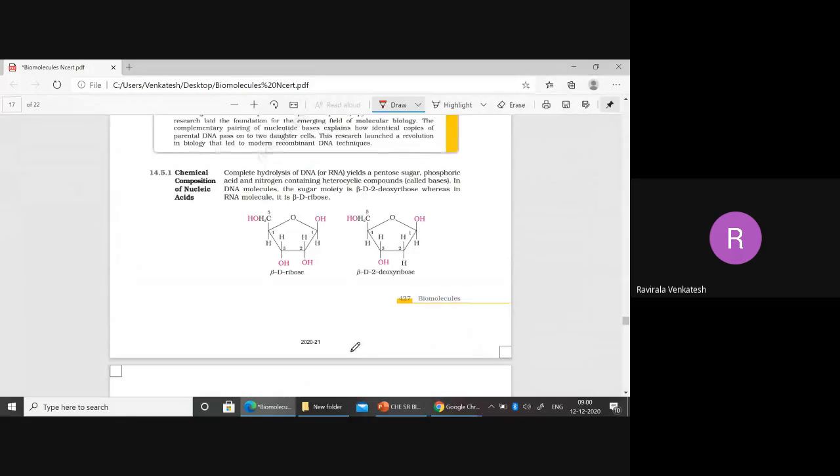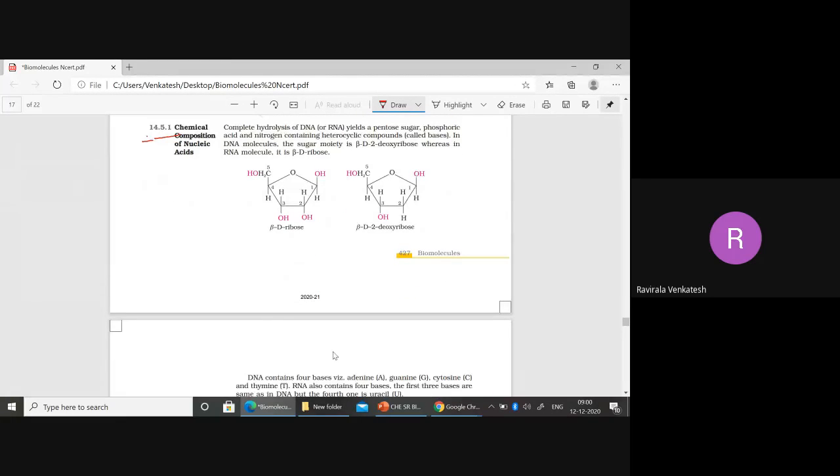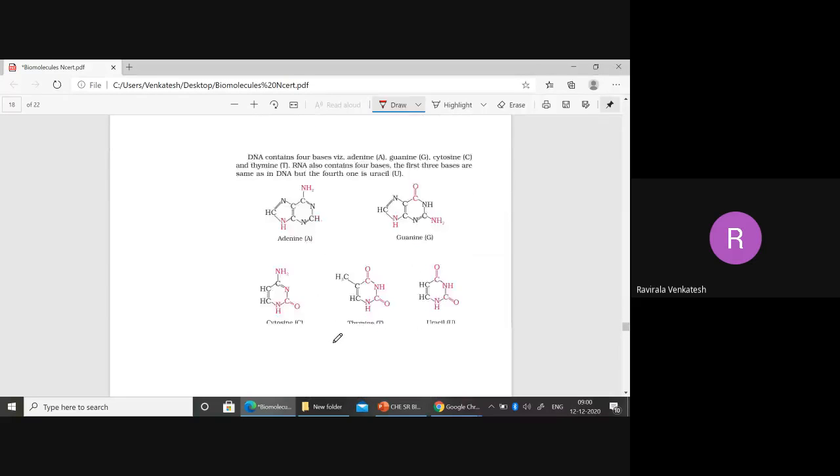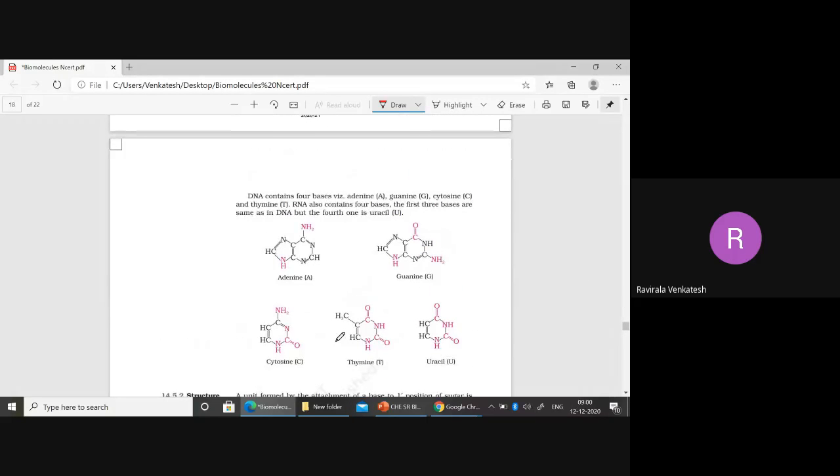That is the reason. You try hard now. From today onwards, read whatever topics we are discussing. Read that. This is nucleic acids that you have taken. Ribose and deoxyribose I have taken, isn't it? Now these are the different types of bases which are present in the DNA.